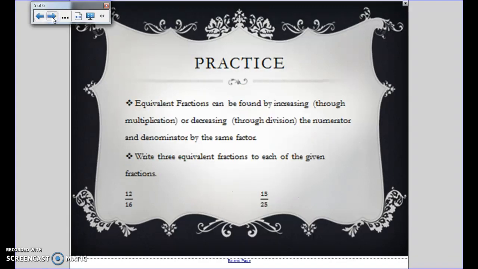So let's take a look here at the number 12/16. Now, I'm not a big fan of multiplying big numbers. And so I have two options here. I can either choose to multiply it by any number that I choose. As long as I multiply the top and bottom by the same number, I'll have an equivalent fraction. So let's start by multiplying by 2 on the top and the bottom.